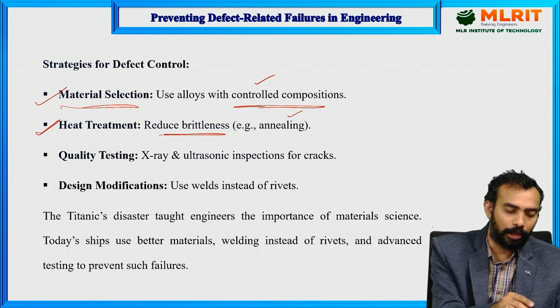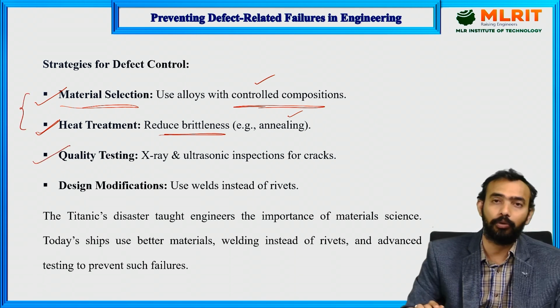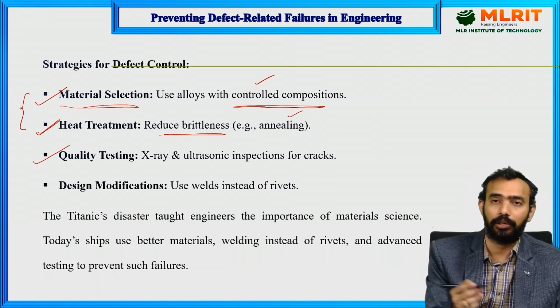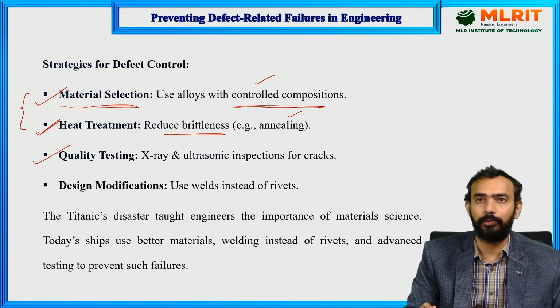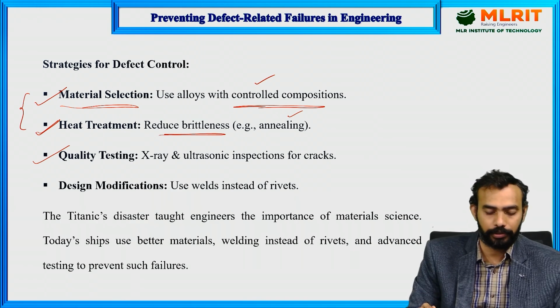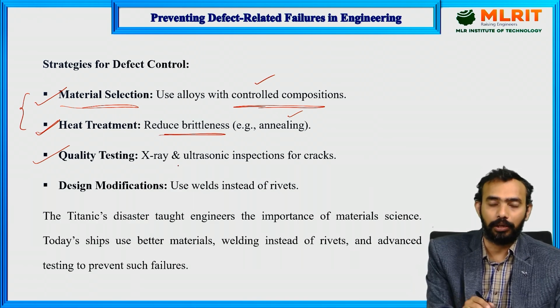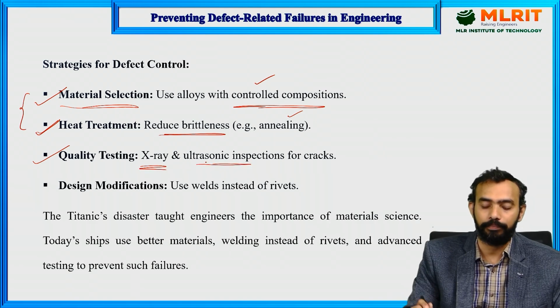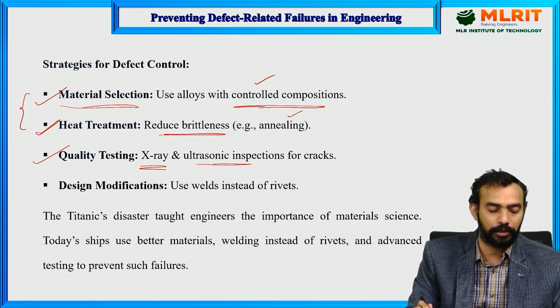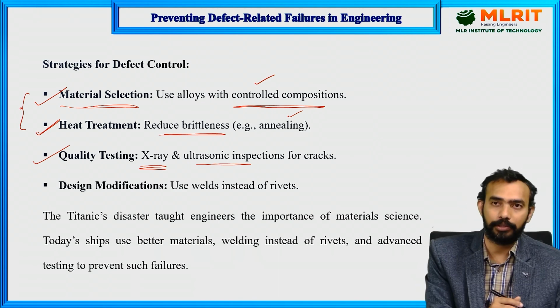Then after these careful steps, one has to check the quality of the material. A lot of quality testing tools are available right now in the 21st century. These include X-ray inspection or ultrasonic inspection, which basically observe the cracks, even the micro cracks, in the material. So quality checks are measures that we have to consider to control the defects in the material.